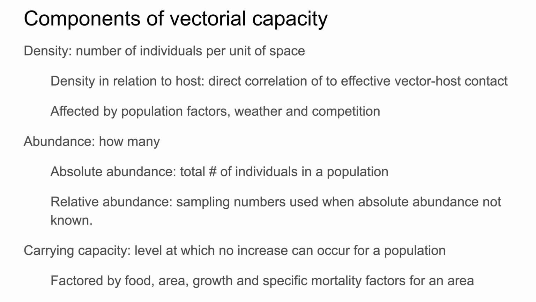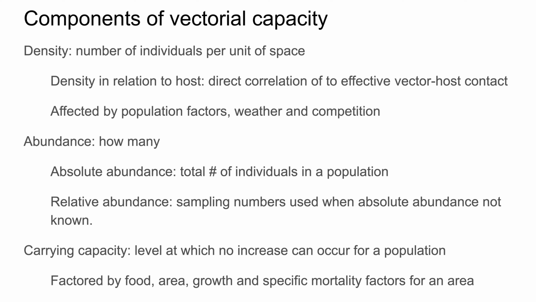So again, back to these components. Once these numbers are figured out, there's a couple of things that a vectorial capacity can be used to determine. How many individuals per unit of space? So the density in relation to the host. Are there 1,000 mosquitoes in this particular quadrant that we're looking at, or are there only 50 mosquitoes? That's going to make a difference, especially when you're trying to calculate something.